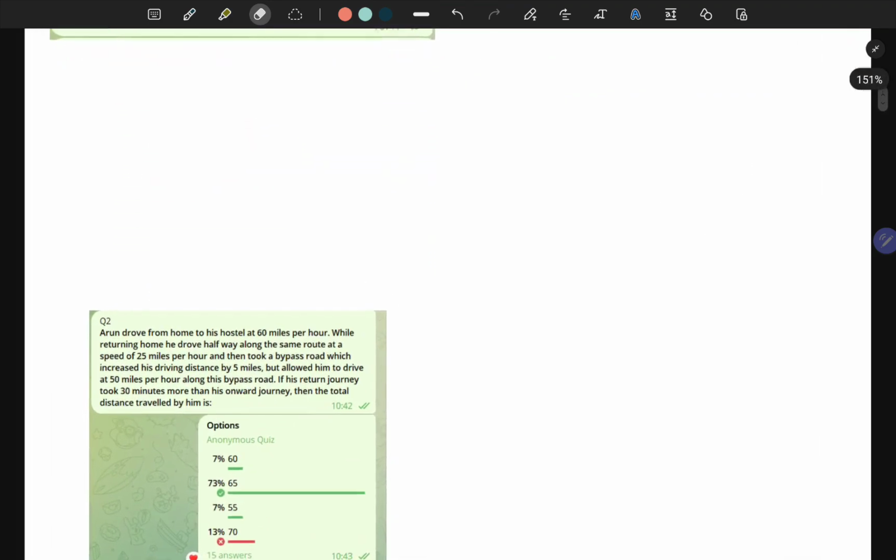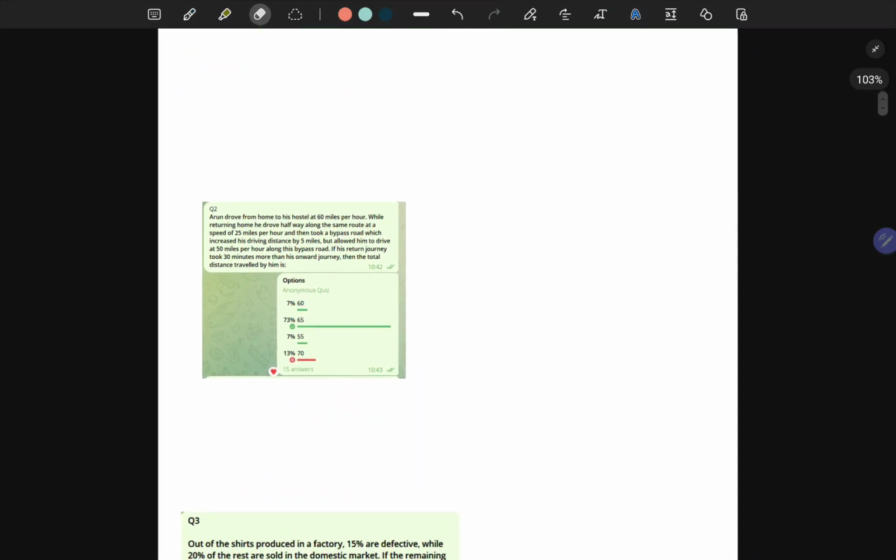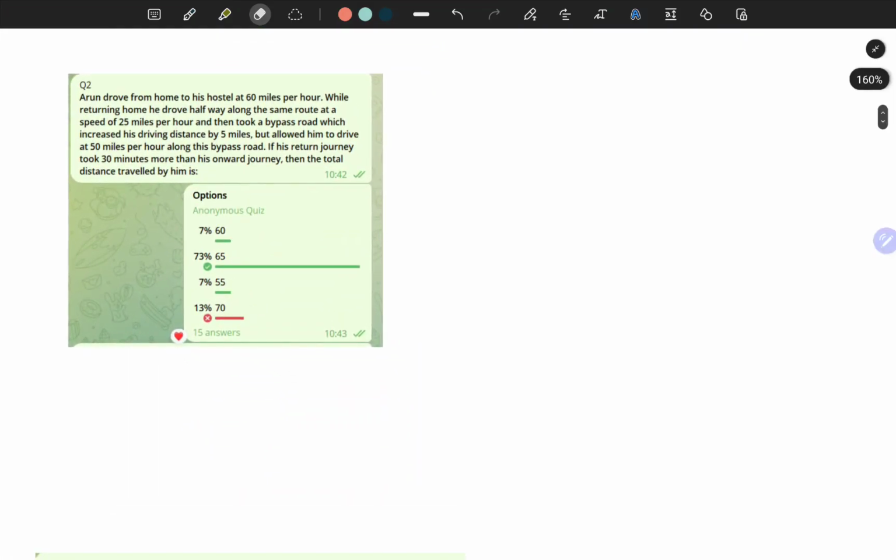Now question number 2, the best question of today. Arun drove from his home to hostel at 60 miles per hour. Let the distance be x. So time taken will be distance x upon speed 60.